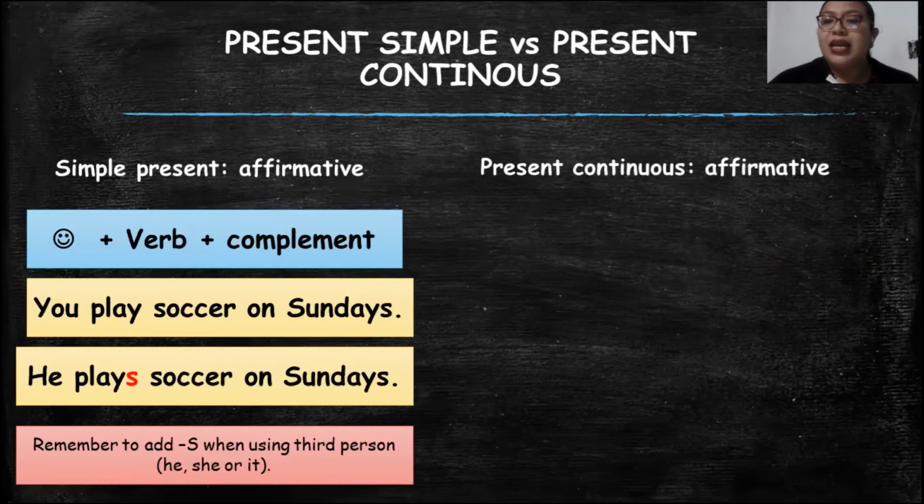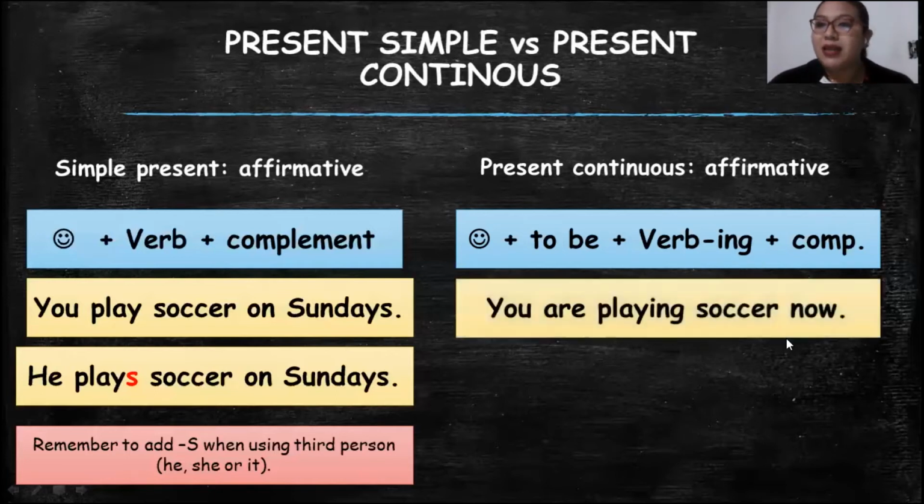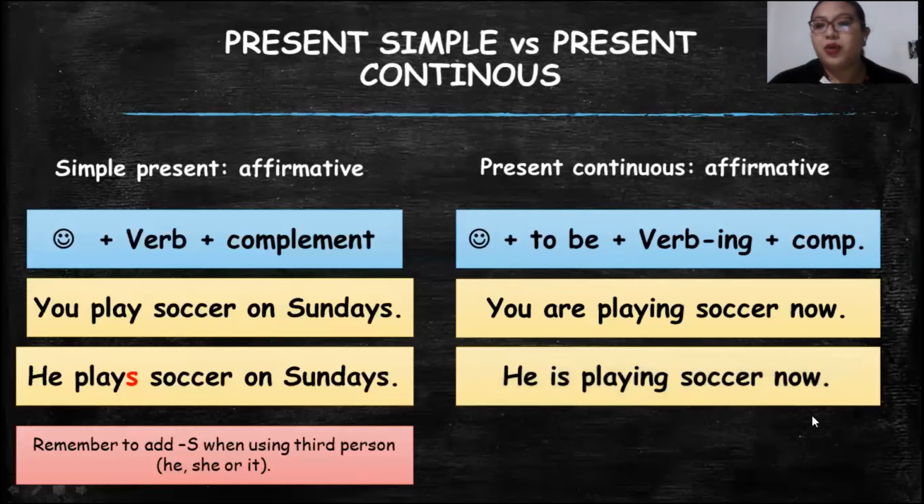Now, let's talk about present continuous, okay? So with present continuous, the structure is a bit different, okay? We need a subject. After that, we need to use the verb to be. Let's remember that the verb to be can be am, is, or are. And after that, we need to say the verb with ing, or the verb in gerund. After that, we need the complement. Remember that the complement is my extra information, okay? Here we have, you are playing soccer now, okay? He is playing soccer now.